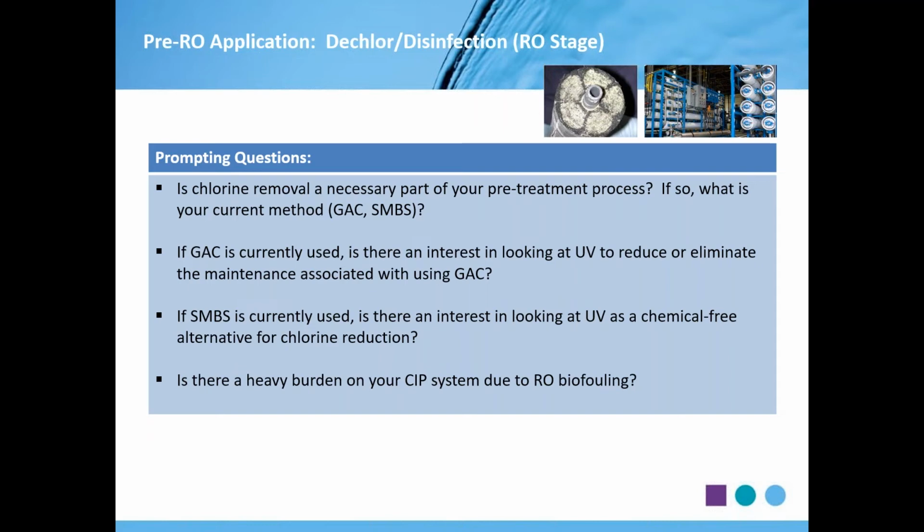If carbon's being used, you might want to look at your maintenance associated with that, and if UV could be a good alternative to relieve your facility of some of those costs. Same thing with the sodium metabisulfite, looking at what you're spending on chemicals and the maintenance involved there. Maybe UV could be a good replacement. So by looking at UV as a dechlor, you're also getting the added benefit that, because of the higher dose of UV required to destruct the chlorine, you're also getting the disinfection included in that because you're already applying a considerably higher dose.